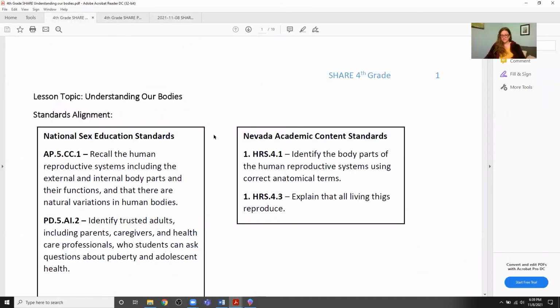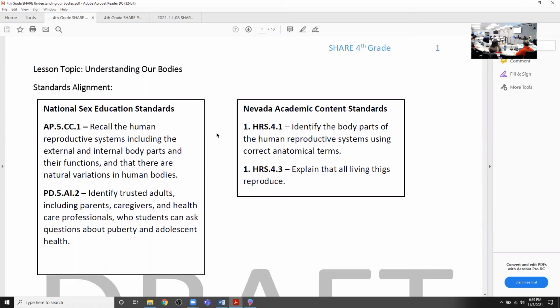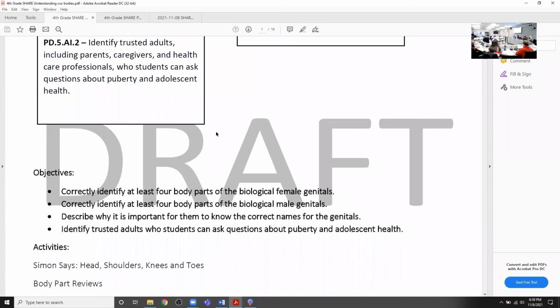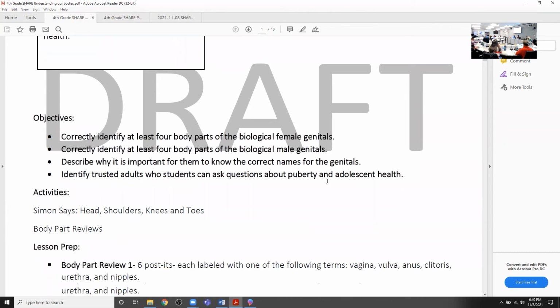Understanding our bodies. Again, same format with the standards at the top, the National Sex Ed standards, as well as our Nevada academic content standards supporting the content that we're putting forward. The objectives of this lesson: to correctly identify at least 4 body parts of the biological female genitals, correctly identify at least 4 body parts of the biological male genitals, describe why it's important to know the correct names for the genitals, and identify trusted adults who students can ask questions about puberty and adolescent health.